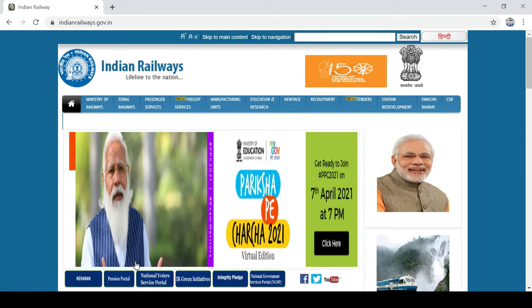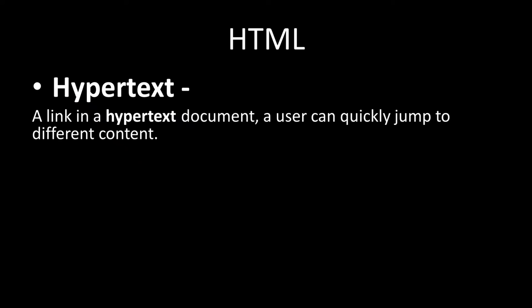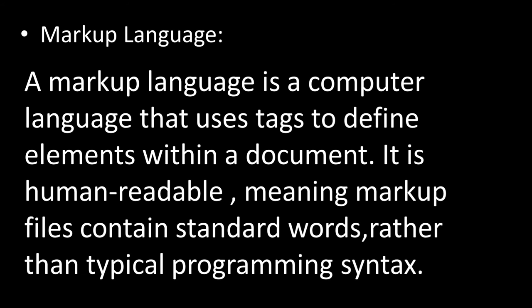Hypertext means it links one page with another page. Okay, and the second word is markup language. So what is this markup language? It is a computer language that uses tags to define elements within a document. It is human readable, meaning markup files contain standard words rather than typical programming syntax.